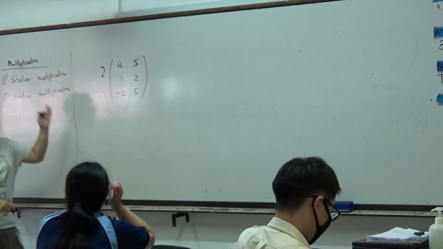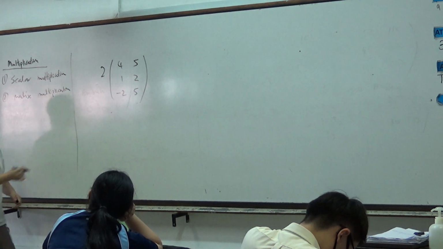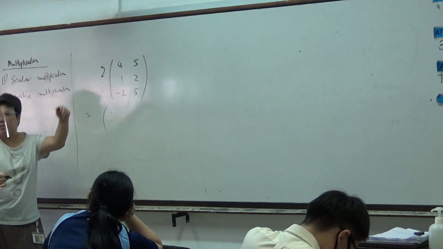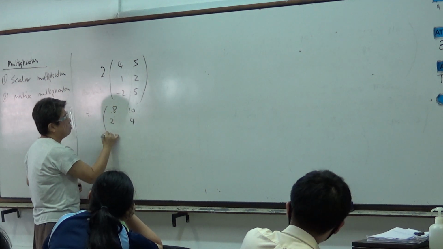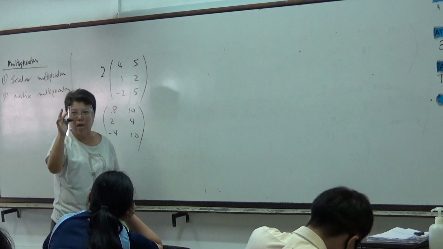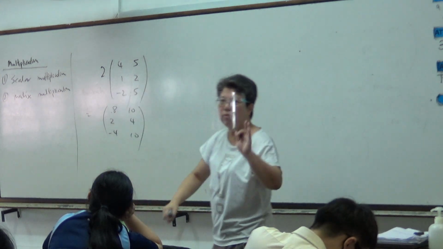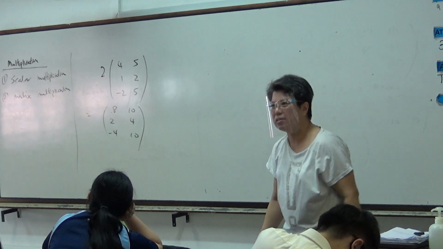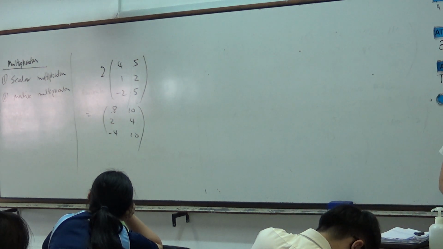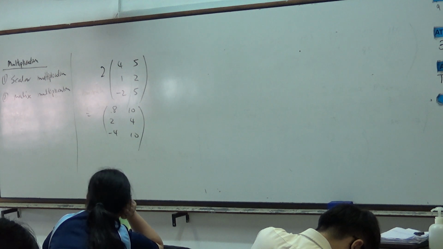Let's say I have this, 2 times this. What do you mean? You take 2 times everything. So this is 8. What is this? 10, 2, 4, negative 4, 10. Scalar multiplication means you multiply everything. Very easy. Just the number times the inside. Every element also must be multiplied. That's all. Okay? Now, next.